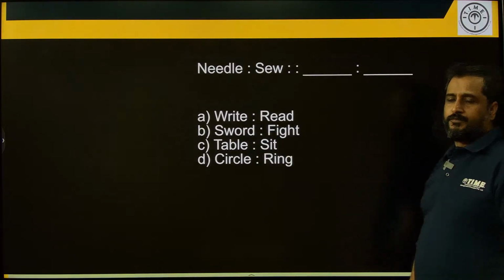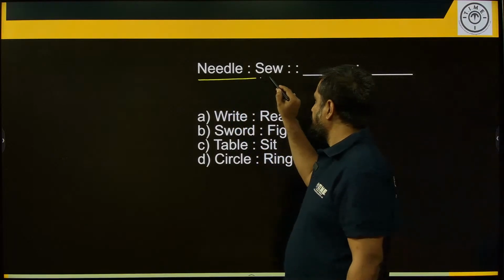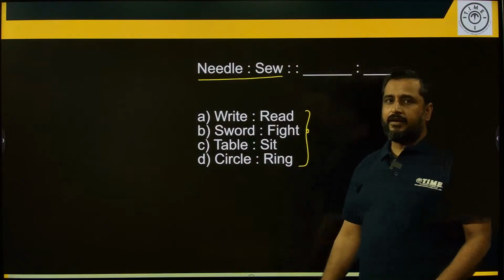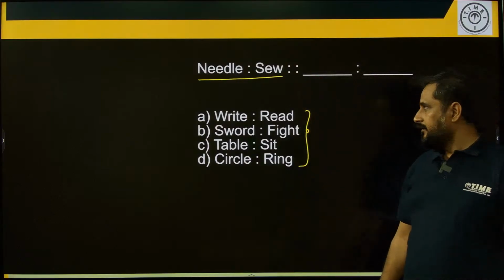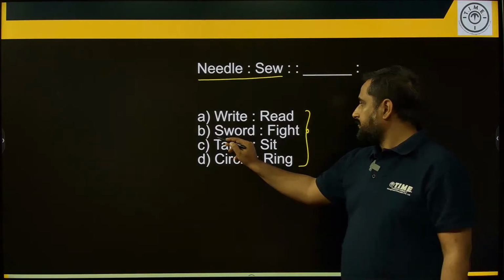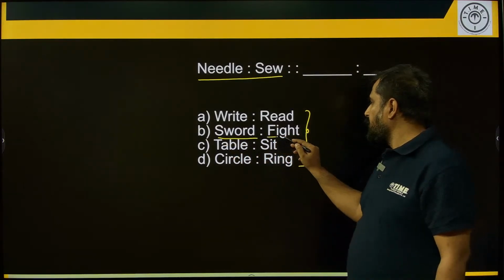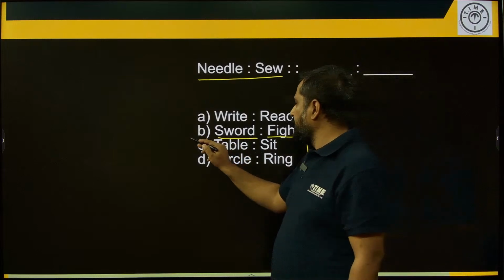Needle is to sew. Here we have been given a pair analogy. A similar logic we have to identify here as well. A needle is a tool which is used to sew. Similarly, a sword is a weapon or a tool which is used to fight. Clearly visible, right? So choice B is the answer.